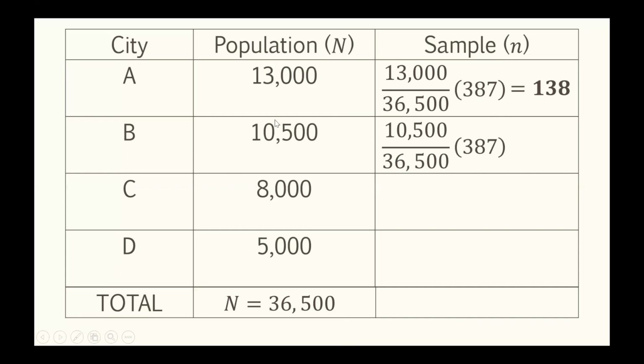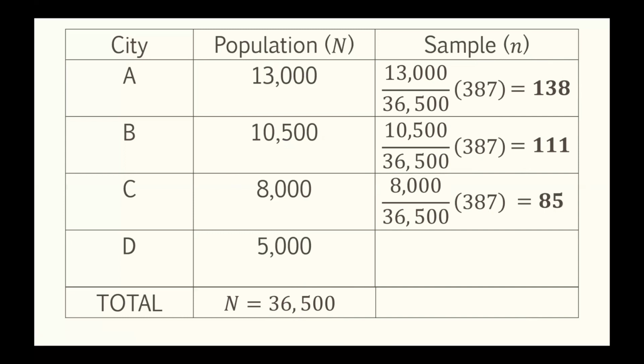In CTB, we have here 10,500 divided by 36,500 as the total population times 387. That is equal to 111. Again, here you are going to round off the answer in your calculator. Next, for CTC, 8,000 divided by 36,500 from the total population multiplied to 387. In your calculator, that is 85. Again, round off the final answer. In D, we have 5,000 divided by 36,500 times 387. Please round off the answer in your calculator, and that is 53.